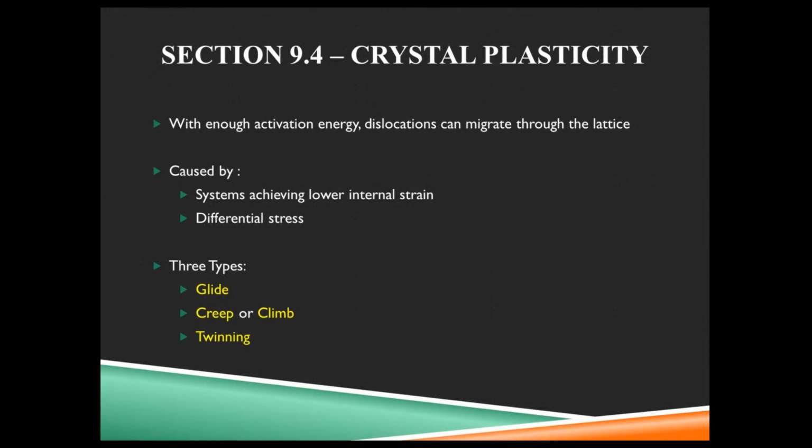It'll happen in three ways: glide, creep, also known as climb, so it's not two different ways. Creep and climb are the same thing, and twinning. Now, we saw some pictures of pretty twinning. That's not the only kind of twinning that happens.